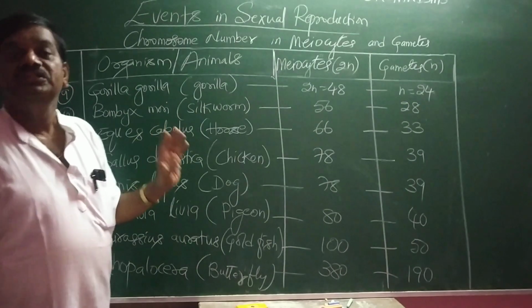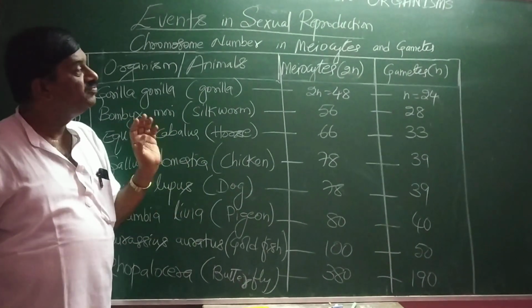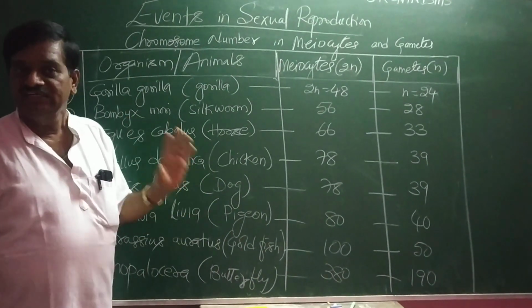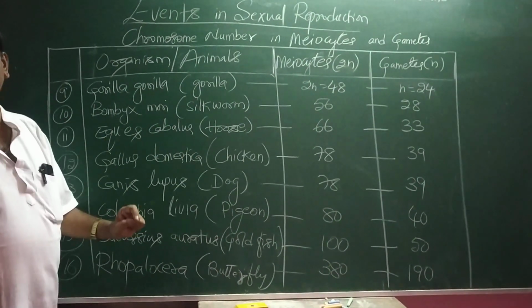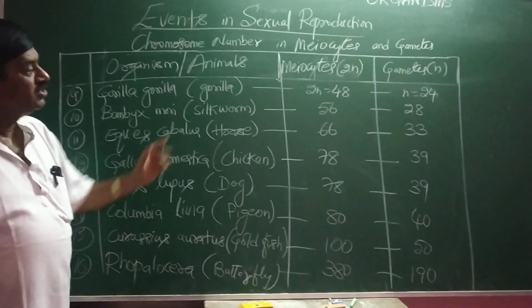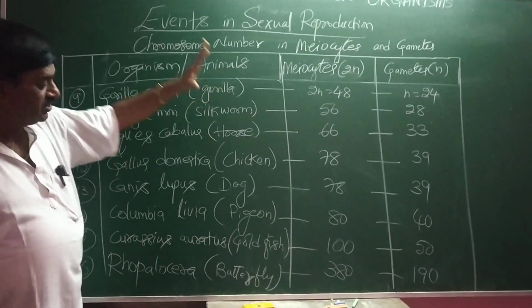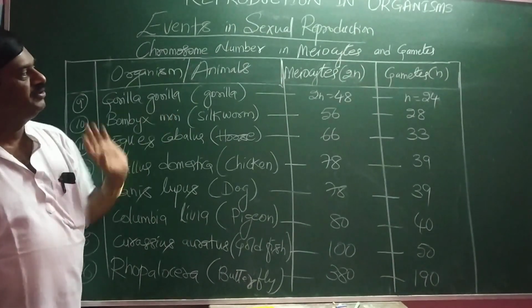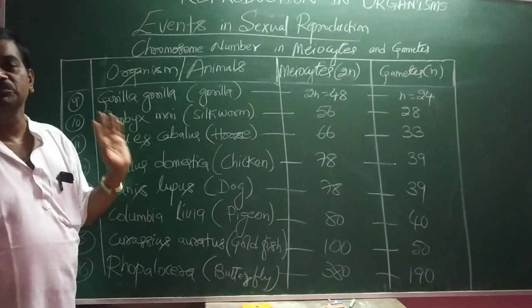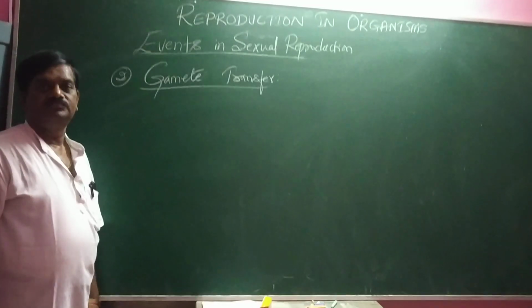So, these are some of the examples. Very important for the NEET as well as for the exam. So, you should remember both the botanical names and zoological names with their chromosome numbers. These are some of the examples of plants and animals having meiocyte chromosome number and a gamete number.